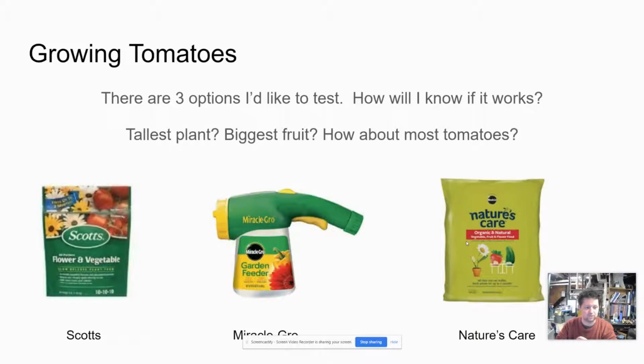Scott's Flower and Vegetable, Miracle-Gro Garden Feeder, and Nature's Care Organic and Natural Vegetable, Fruit, and Flower Food. So I'm going to use these 3 fertilizers and see which one works best. But even that is kind of a loaded question. How do I know which one works best?